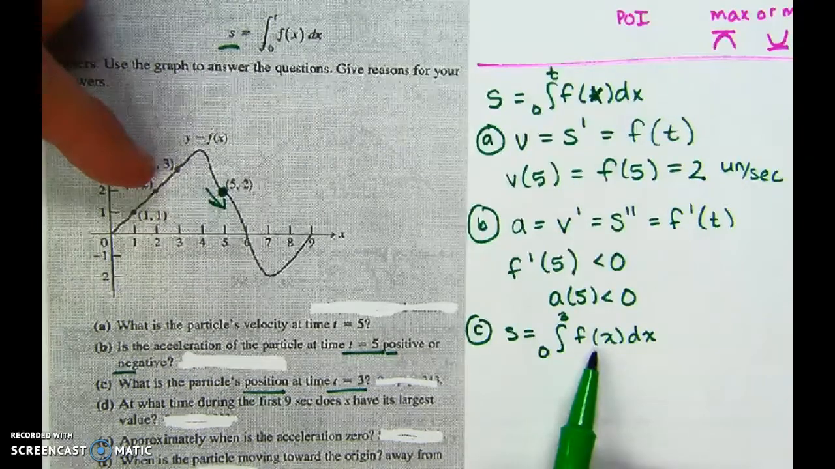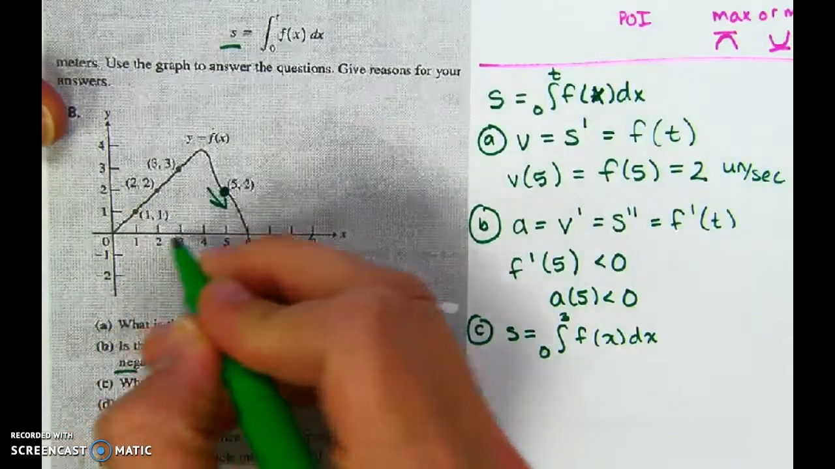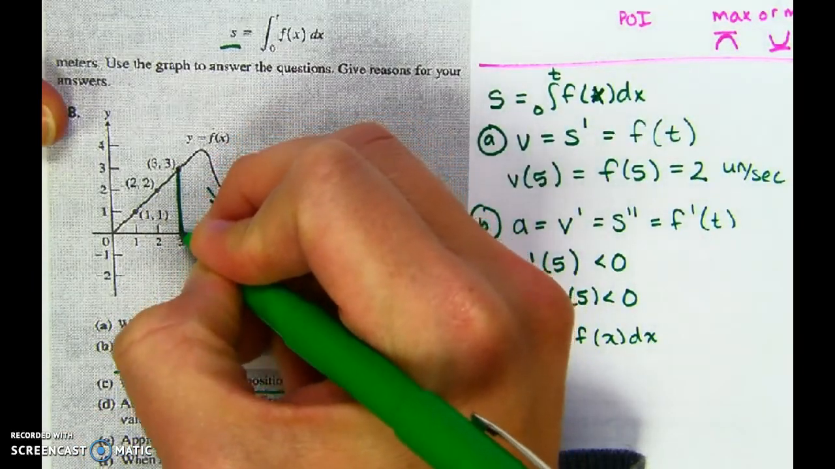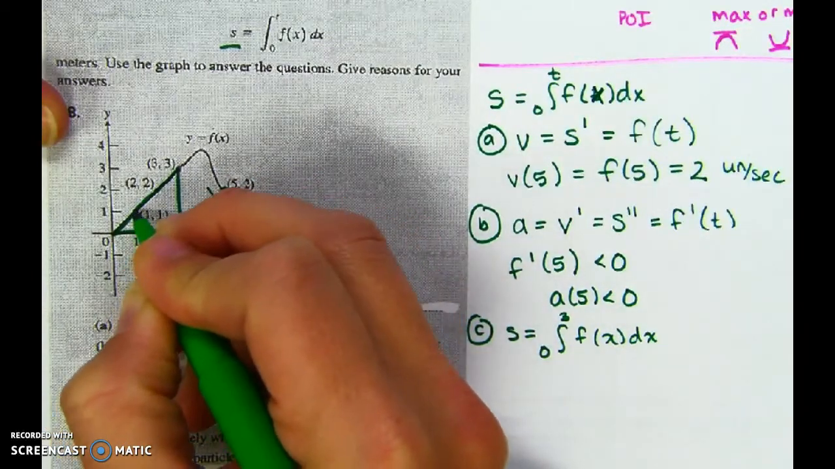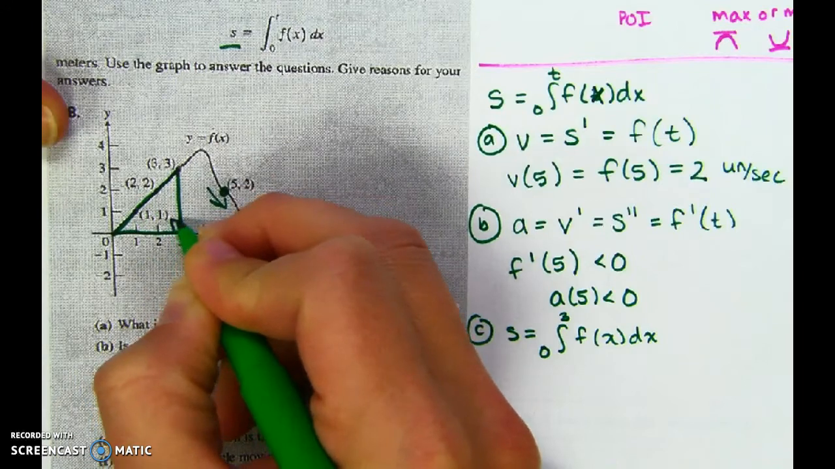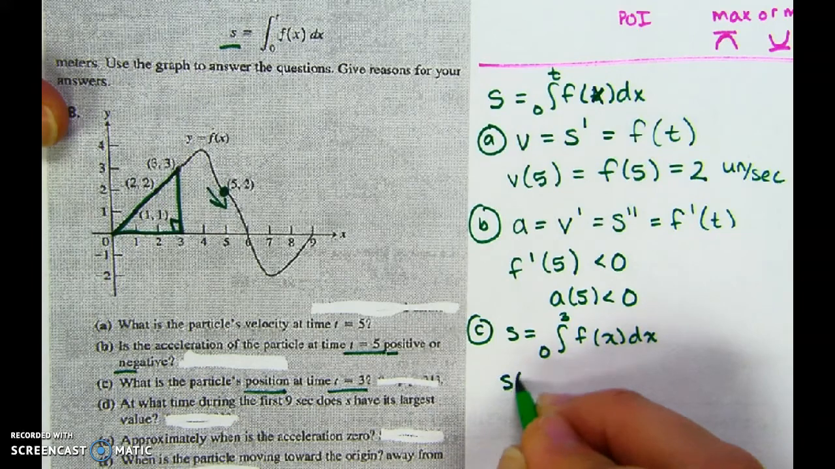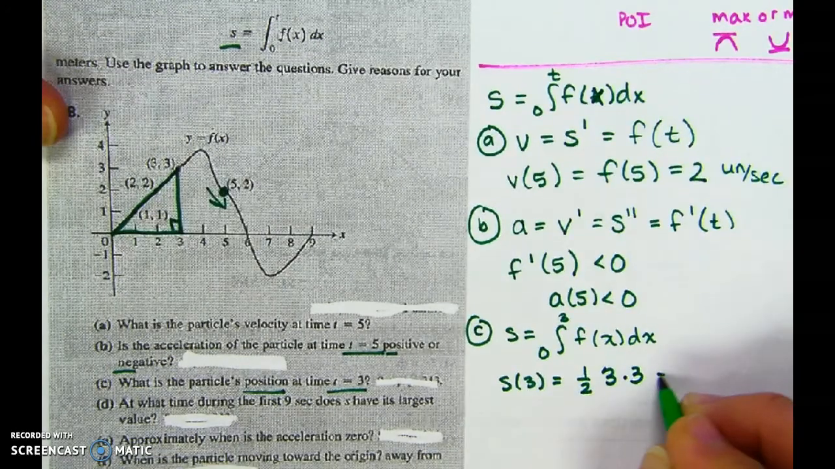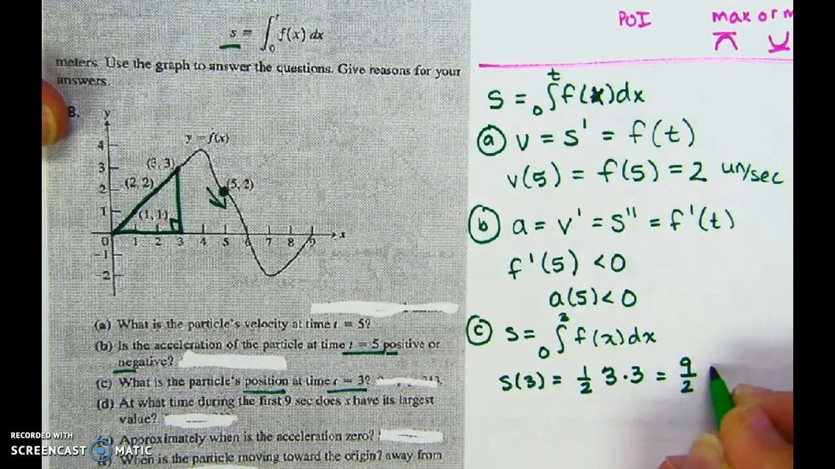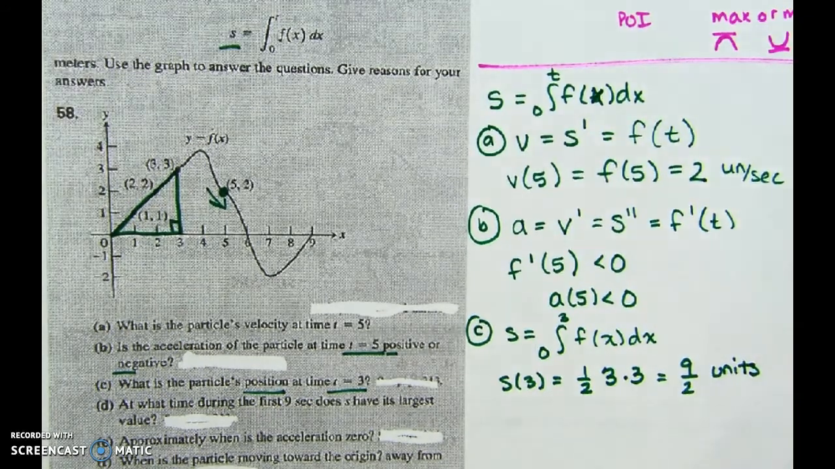And then you go, I wonder if I can find the area from 0 to 3. So we look here from 0 to 3, and what do you notice about this shape? It's a perfect triangle. We know because it goes 1, 1, 2, 2, 3, 3. So what's the area of that triangle? S of 3 will equal 1/2 base times height. So half of 9, 4.5, and we're at position, so that's just units, 4.5 units.